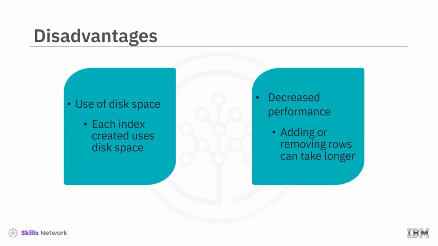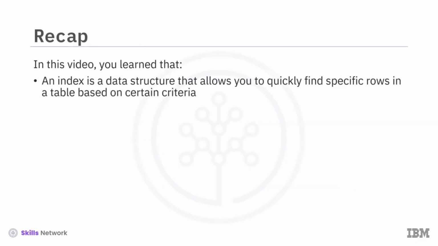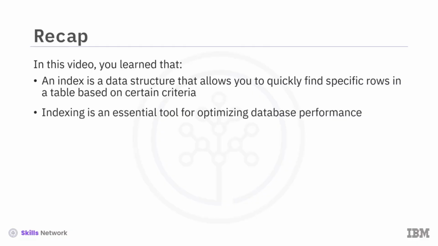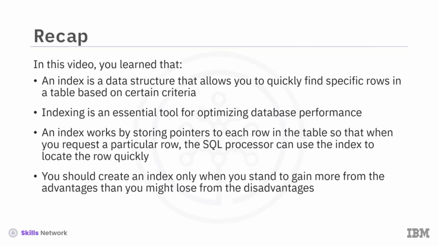than a non-indexed table. In this video, you learn that an index is a data structure that allows you to quickly find specific rows in a table based on certain criteria. Indexing is an essential tool for optimizing database performance. An index works by storing pointers to each row in the table so that when you request a particular row, the SQL processor can use the index to locate the row quickly. You should create an index only when you stand to gain more from the advantages than you might lose from the disadvantages.